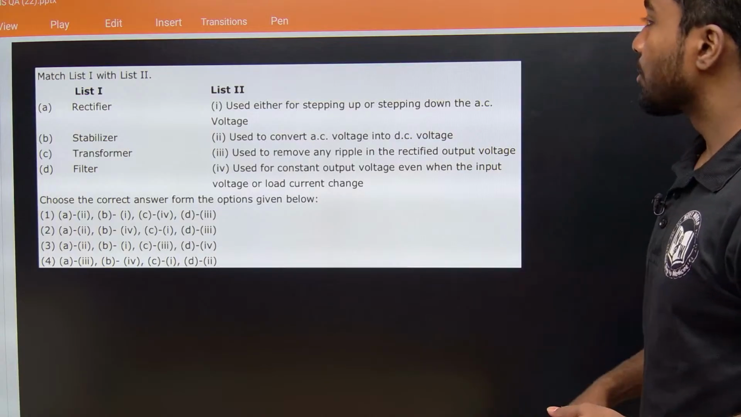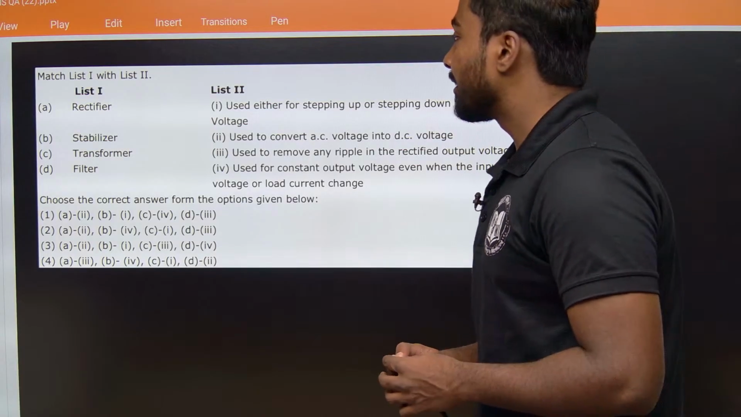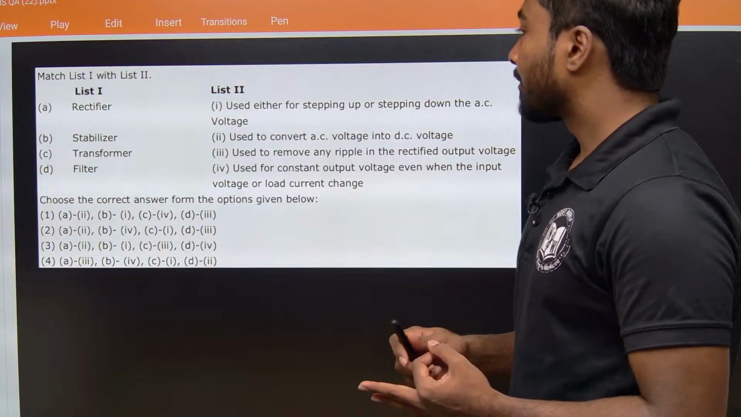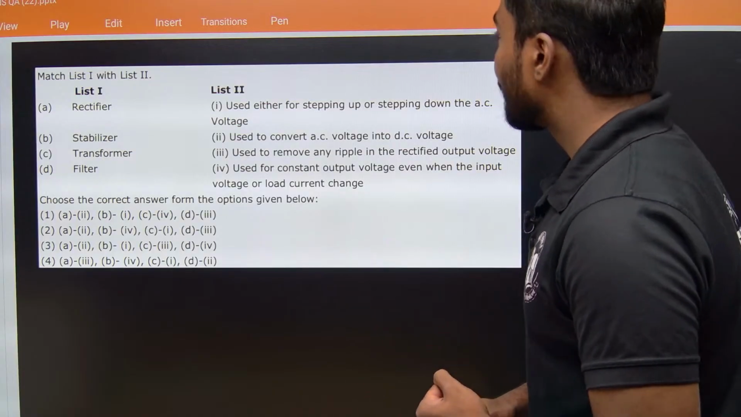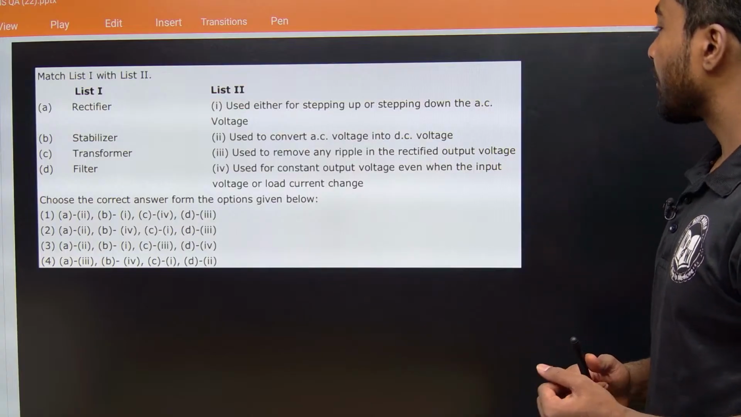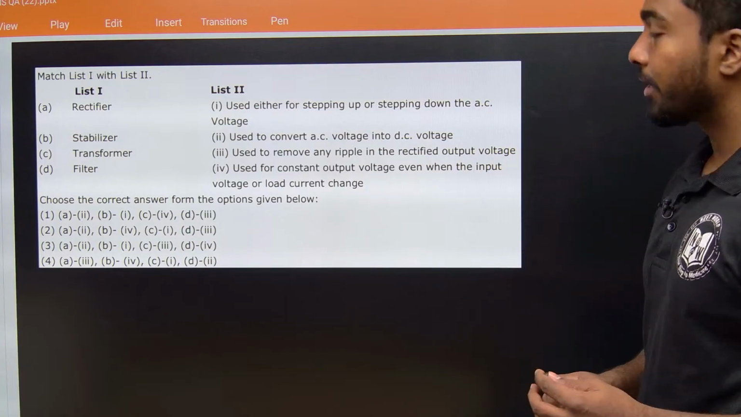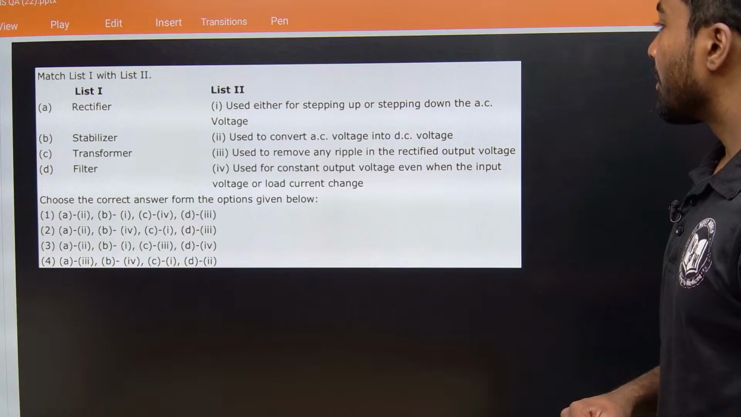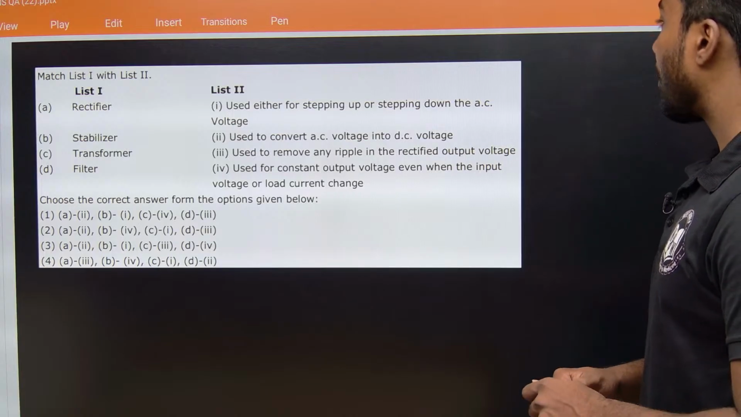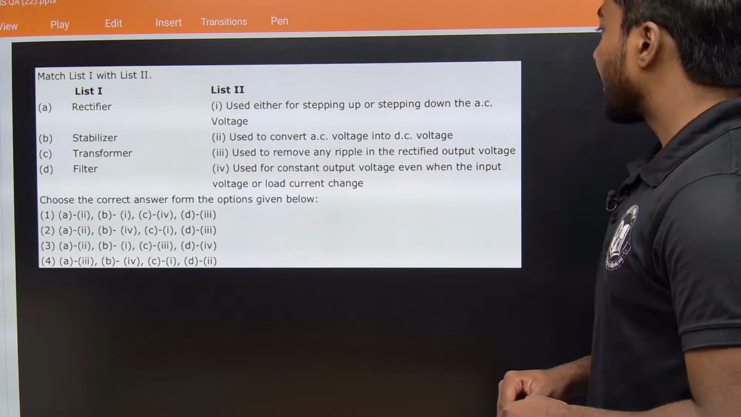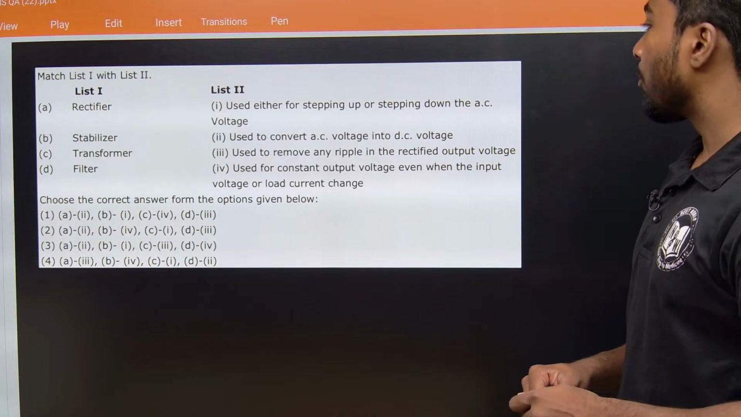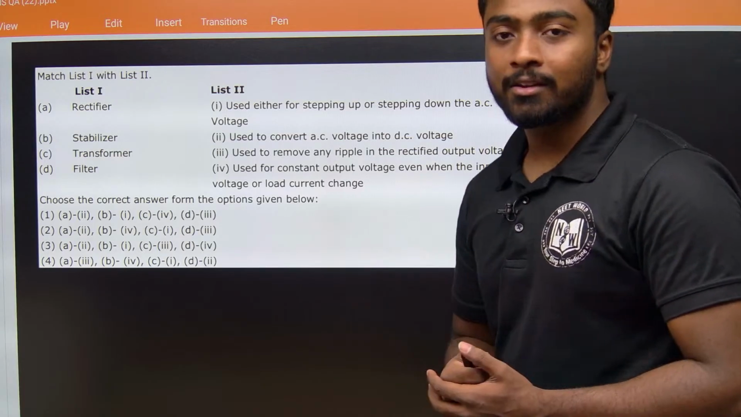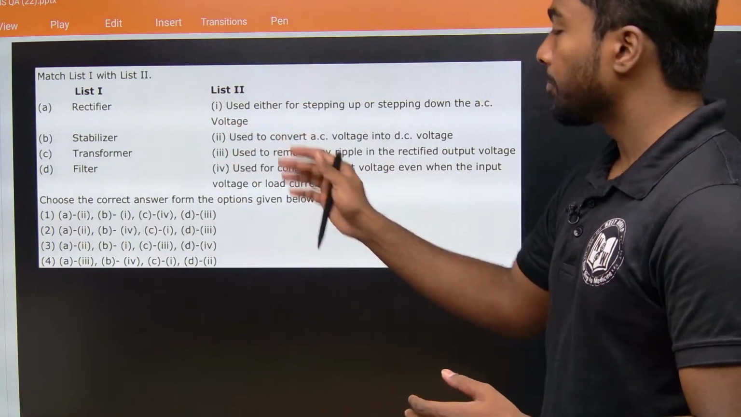So the first question which we are going to see in this class is match list 1 with list 2. Here list 1 and list 2 have been given. Let me read the terms in list 1: rectifier, stabilizer, transformer, filter. List 2 has: used either for stepping up or stepping down the AC voltage, used to convert AC voltage into DC voltage, used to remove any ripple in the rectified output voltage, and used for constant output voltage even when the input voltage or load current changes. I need to match them accordingly.